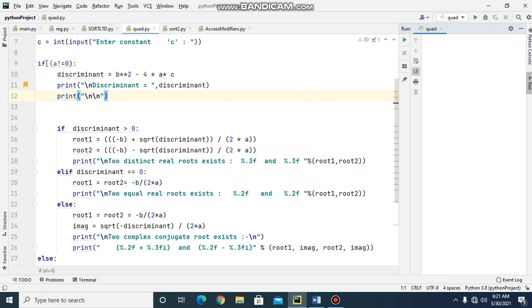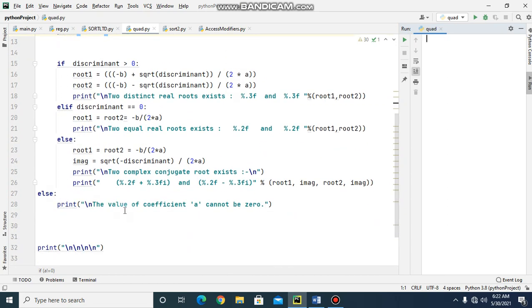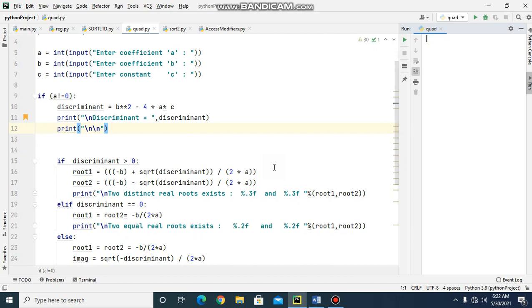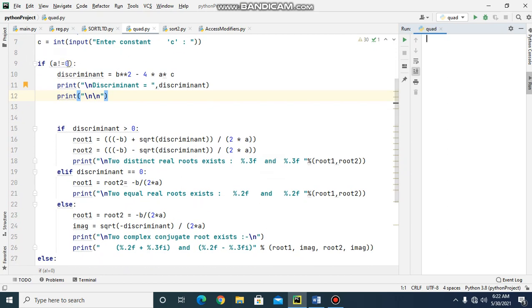Then I am checking whether the coefficient a is not equal to 0. If the coefficient a equal to 0, it will come to this else part and display this message a cannot be 0. And if the coefficient is a valid number, then it will go on to execute these statements.